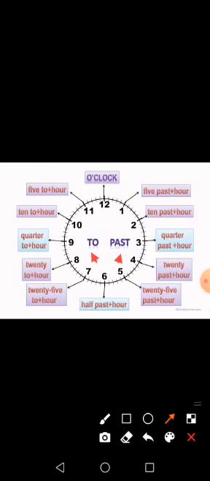Okay, student? Look, 5, 5, 10, 10, quarter, quarter, 20, 20, 25, 25. The only difference here is that here we have past and here we have to. And when the minute hand is on the 6, we use what? We use the words half past the hour. For example, 5:30, 10:30, okay?